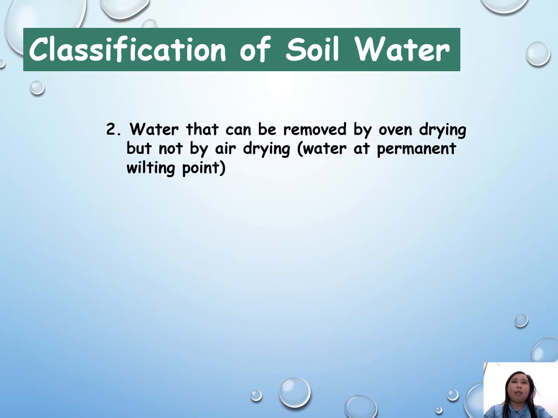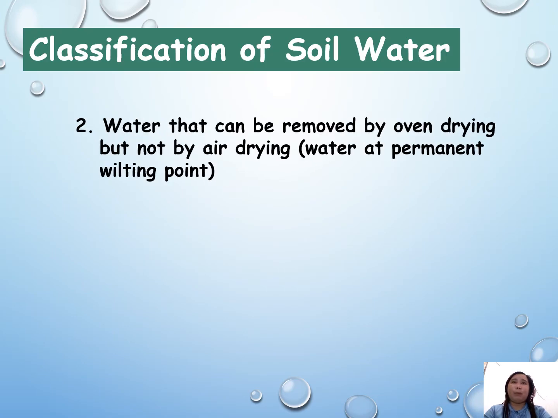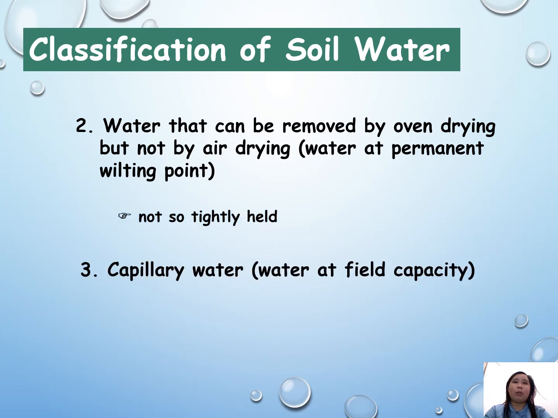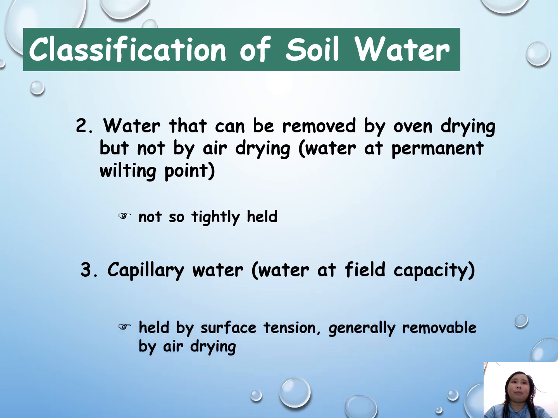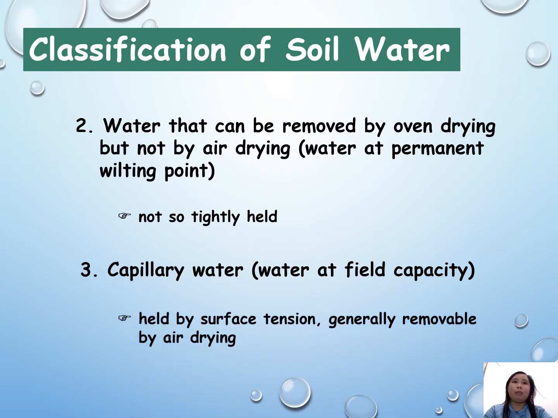Another category is the water at permanent wilting point. This water can be removed by oven drying but not by air drying. We also have what we call the capillary water or water at field capacity. This water is held by surface tension and is generally removable by air drying, unlike the water at permanent wilting point.